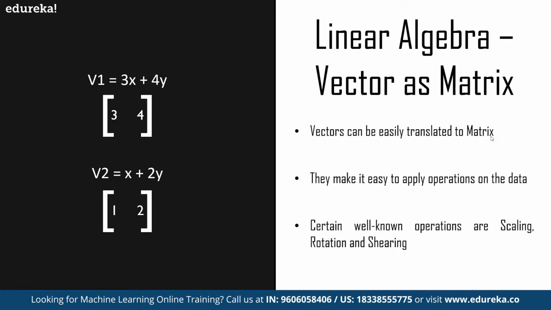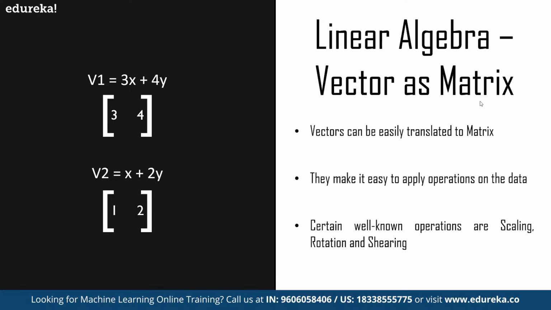For example, let's say vector v1 is 3x plus 4y, and vector v2 is x plus 2y, right? So how do we transform them into matrices? We have to use the concept that we discussed in the matrix introduction part. The first vector can be converted as 3 and 4, the values for x and y, and the same way we have 1 and 2 as the matrix converted for v2, which is x plus 2y, correct? That is a simple transformation for these two different matrices.